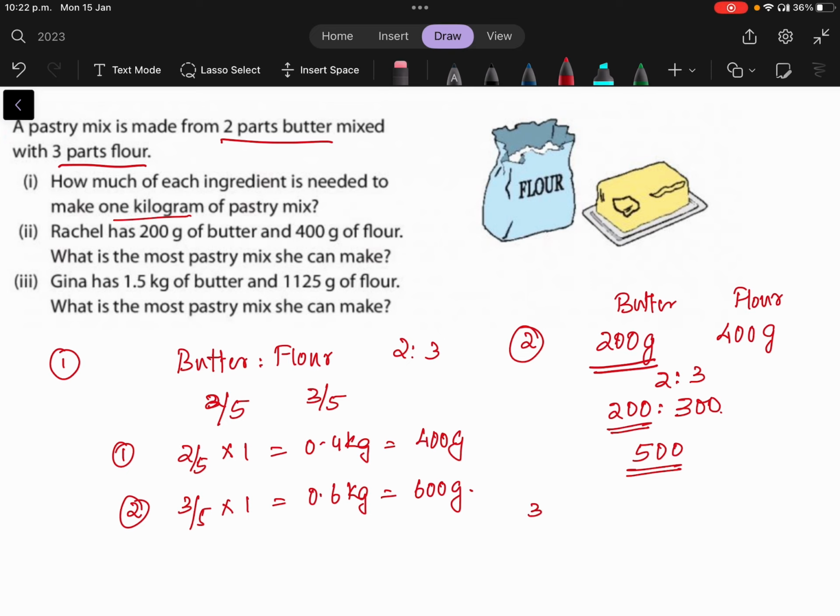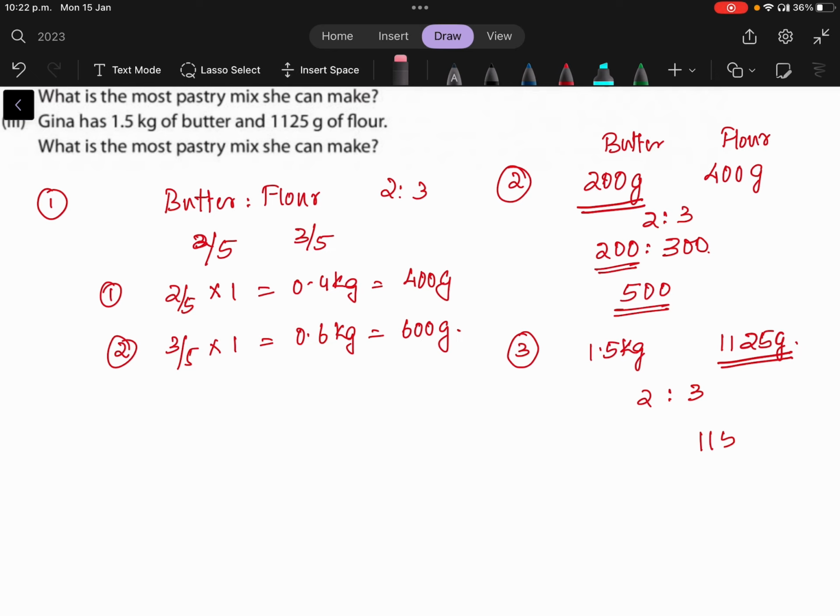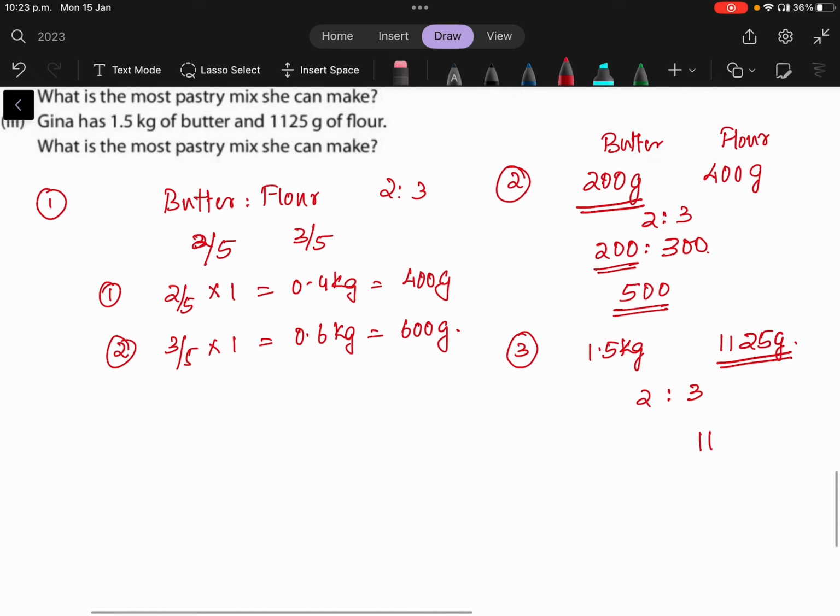Okay, now if we move on to the third one, what are they saying? They have 1.5 kg of butter, so there is a lot of butter, but she has 1125 gram of flour. Now also here we know that the ratio is 2 is to 3, but here the limiting quantity is flour, because flour is less. We don't have too much flour. Okay, 1125 gram of flour is there. So how much butter does she need to take? That is what we need to know.